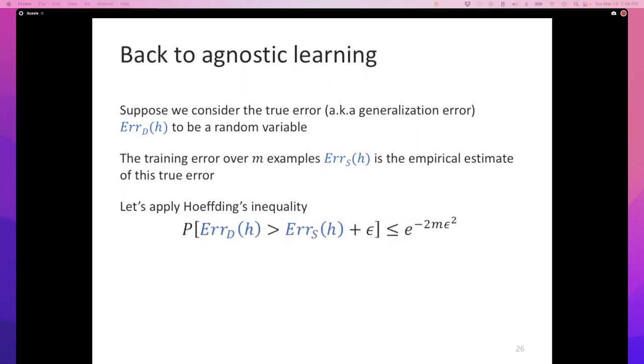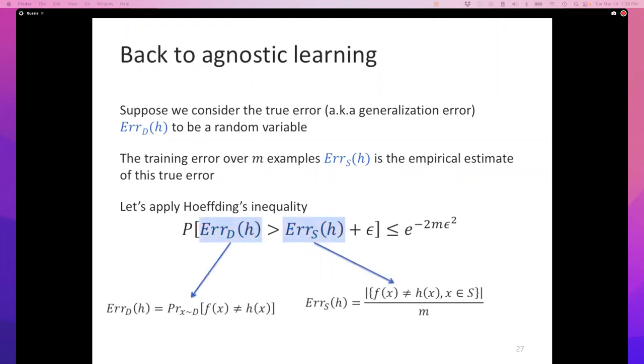The probability that the true error, this is the random variable that we would like to estimate, is more than epsilon away from the empirical estimate is literally just copying the bound we get. It's less than e to the power of minus 2m epsilon squared.